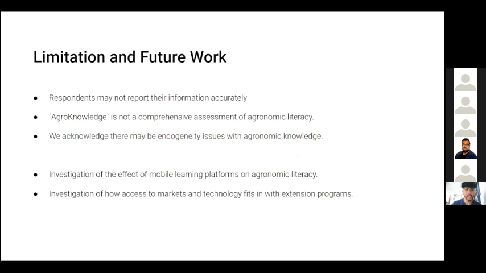And for our limitations and our future work, some of our limitations include that our respondents may not report their information accurately, as well as agro-knowledge is not a comprehensive assessment of agronomic literacy. And we also do acknowledge that there may be some endogeneity issues with agronomic knowledge. And as for our future work, we will further investigate the effect of mobile learning platforms on agronomic literacy. And we will also investigate how access to markets and technology will fit in with some extension programs.